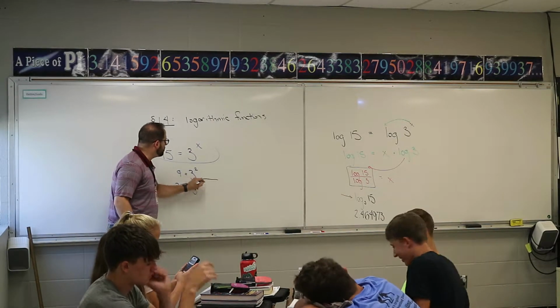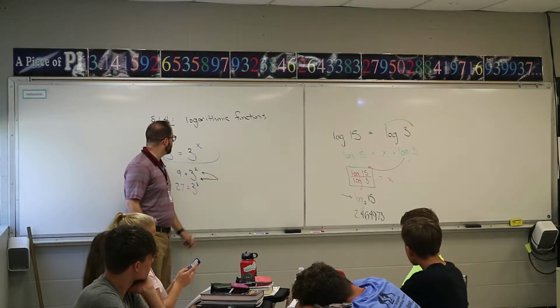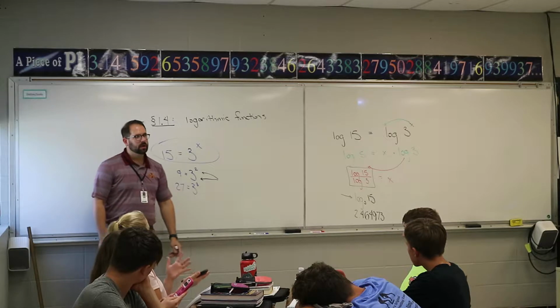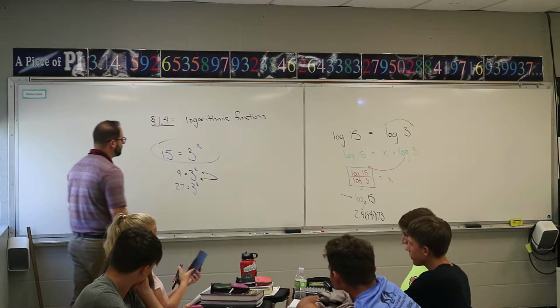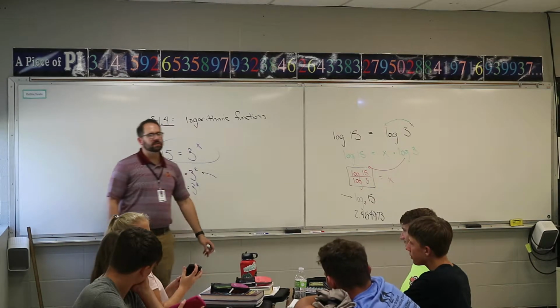It fell between 2 and 3. It was probably closer to the number 2 because the answer 15 is closer to 9 than it is to 27. So that's why 2.46, which is what we calculated before. All right, questions on the logarithm?